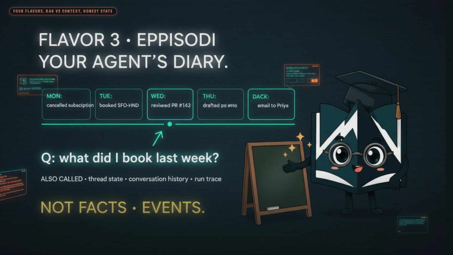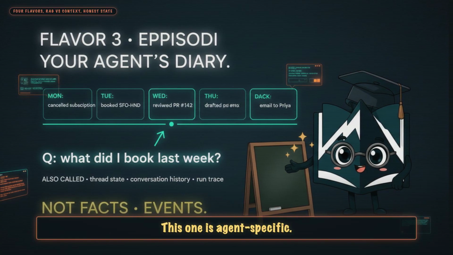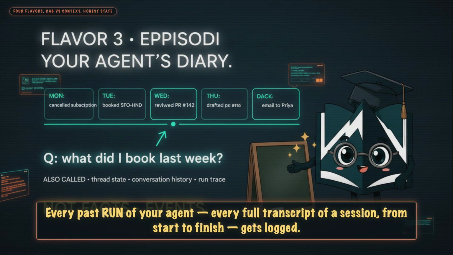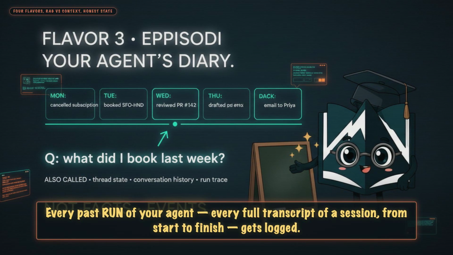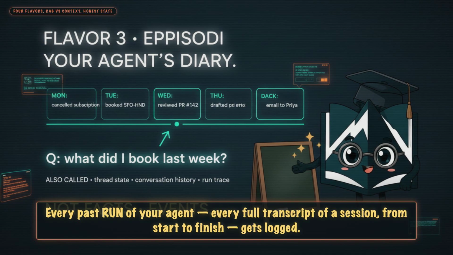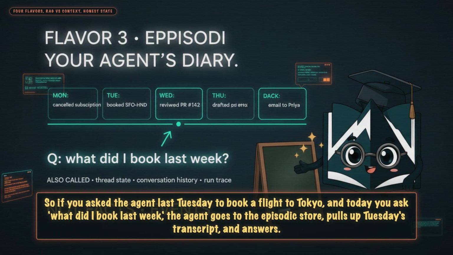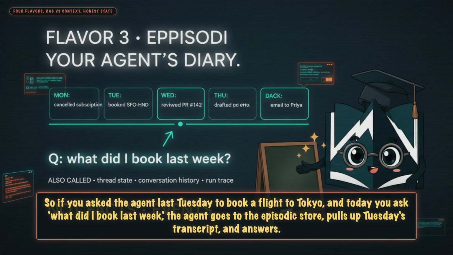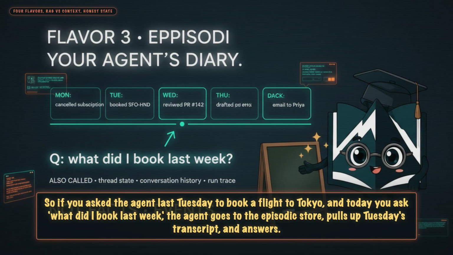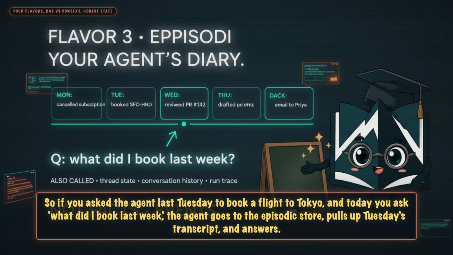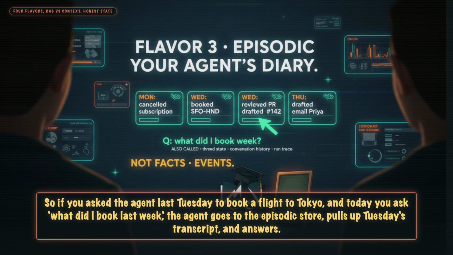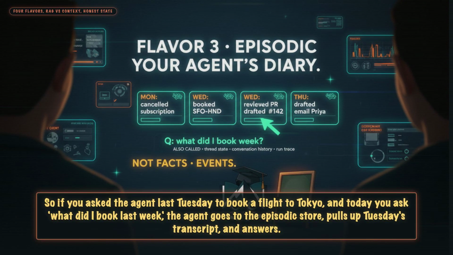Flavor 3. Episodic memory. This one is agent-specific. Every past run of your agent, every full transcript of a session, from start to finish, gets logged and can be queried. So if you ask the agent last Tuesday to book a flight to Tokyo, and today you ask, what did I book last week? The agent goes to the episodic store, pulls up Tuesday's transcript, and answers.